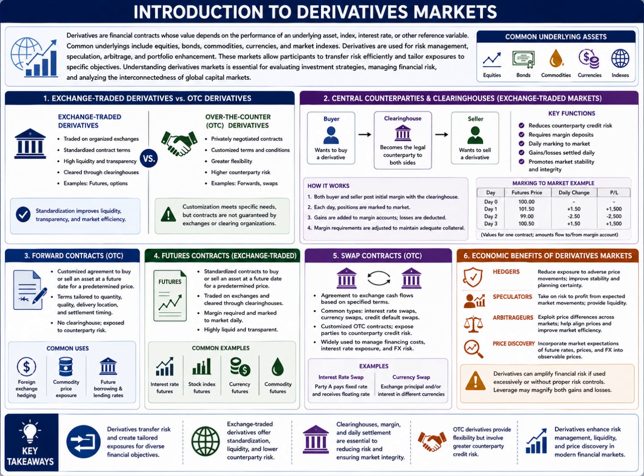Topic introduces derivatives markets and explains the role of derivative instruments in modern financial systems. Derivatives are financial contracts whose value depends on the performance of an underlying asset, index, interest rate, or other reference variable. Common underlying assets include equities, bonds, commodities, currencies, and market indexes. Derivatives are widely used for risk management, speculation, arbitrage, and portfolio enhancement.